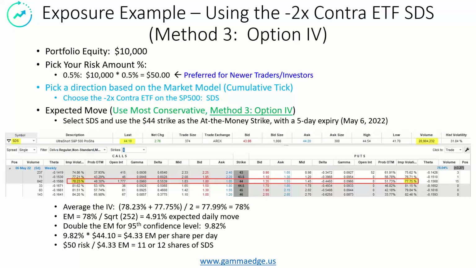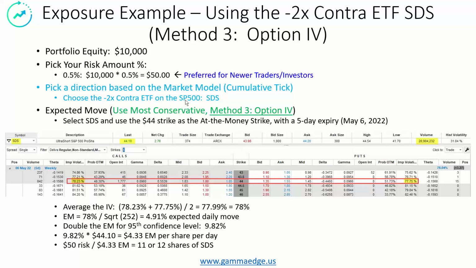So our exposure example here uses the 2X inverse ETF, SDS. Now we did use method 3 to calculate this, so you can look through all the calculations here, but we have the same portfolio equity and our risk amount is still $50. And you want to pick a direction on the market model. So our cumulative tick in our market model is still employed. Nothing really changes with that.